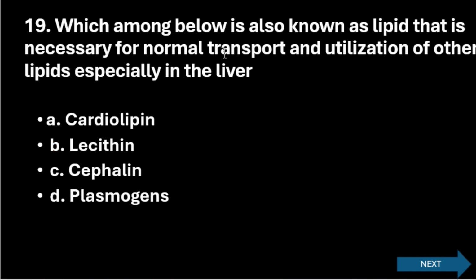Which among below is also known as lipid that is necessary for normal transport and utilization of other lipids, especially in the liver? Cardiolipin, lecithin, cephalin, plasmalogens. The answer is lecithin. Lecithin is an amphiphilic lipid which will have affinity towards water as well as lipid.